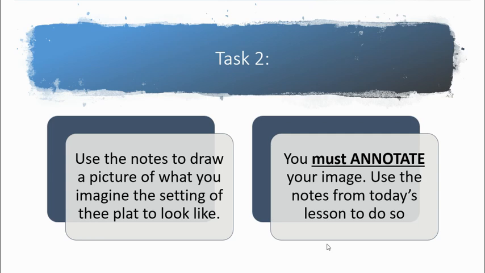For task 2, what I need you to do, given the information you got from these slides and the information that we worked on during our lesson, I need you to use the notes to draw a picture of what you imagine the setting would look like. So the setting of the play is based around castles, and generally the weather is dark and it represents the mood and tone of the play. To use this to create your image, you can use the internet to do some research.